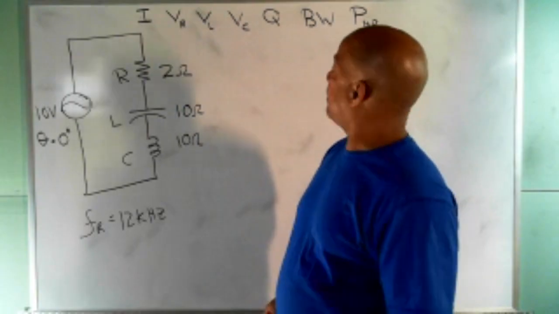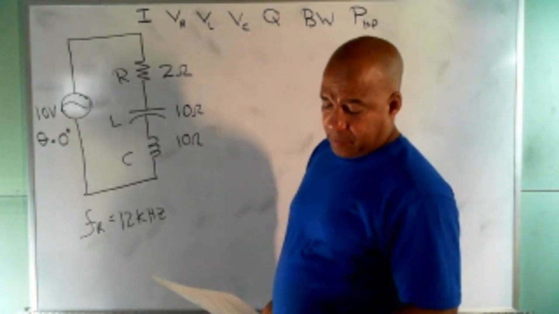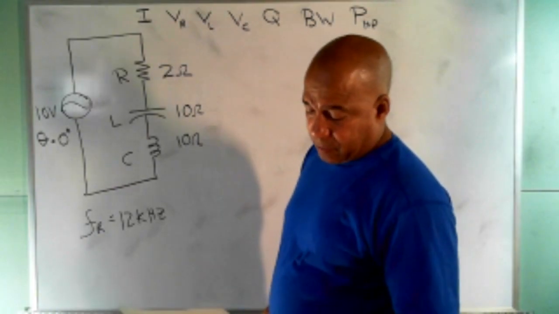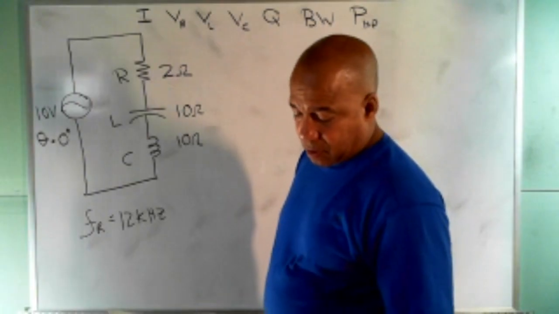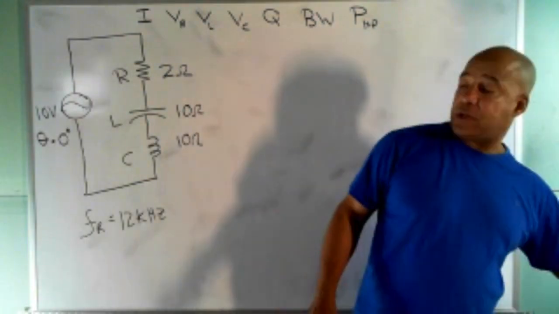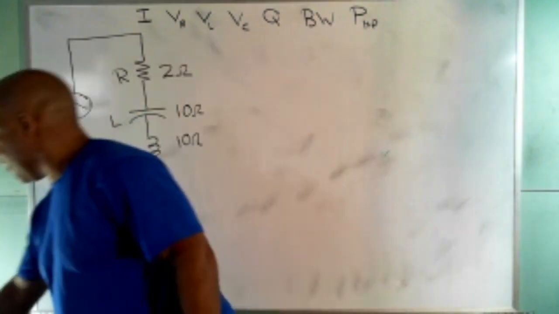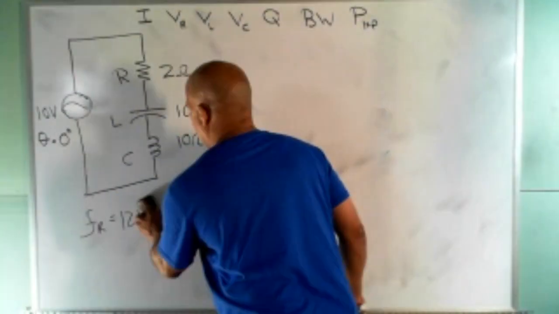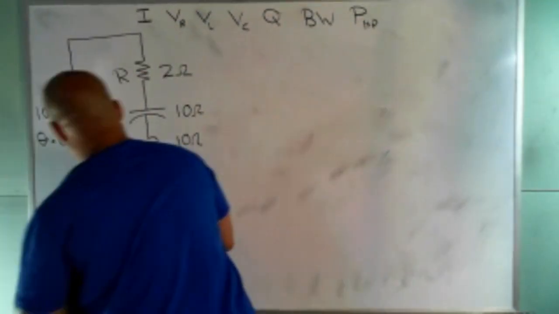They want you to find, no, wait a minute. Where did I get 12 from? Resonant frequency is 5 kilohertz, not 12. I don't know where I got 12 from. So this is 5 kilohertz.